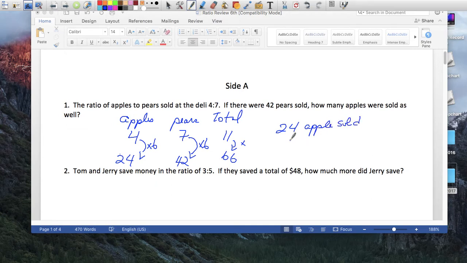Okay. You could do a tape diagram for this, and I'll just do one because I can. Apples and pears. For apples, you would do 4 boxes: 1, 2, 3, 4. For pears, you would do 7: 1, 2, 3, 4, 5, 6, 7. And I know the pears are 42, so I would write 42 under here. These boxes represent the number of pears, the total 42, having 7 boxes. 42 divided by 7, each box would be 6. So this would be 6 on top. And 4 boxes with 6 apples in each will give you a total of 24. Same thing. Whatever you choose.